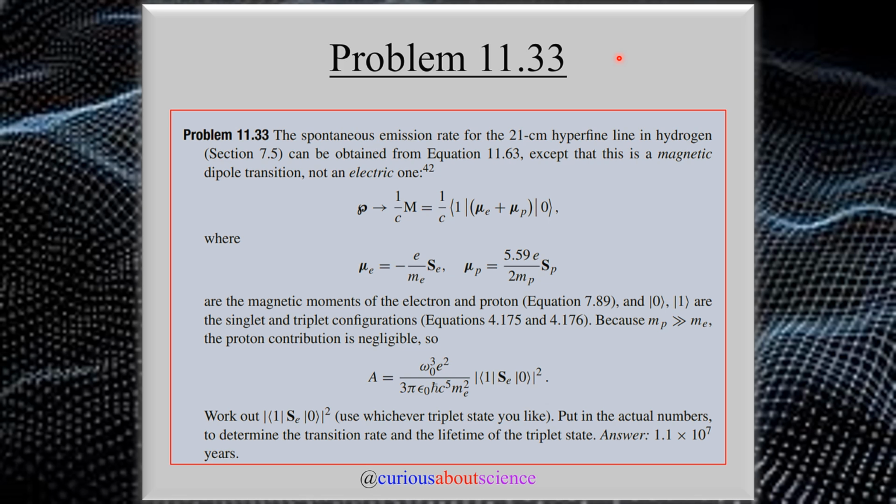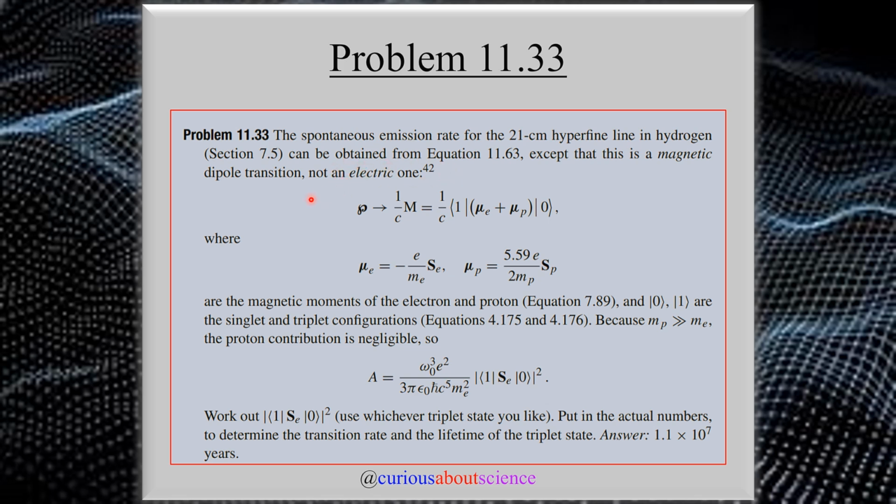So in this problem, 11.33 out of the extras for chapter 11, we're tasked with the spontaneous emission rate for the 21 centimeter hyperfine line in hydrogen out of section 7.5. It can be obtained from equation 11.63 back in perturbation theory, except that this is a magnetic dipole transition, not an electric one, which was covered back in chapter 7.